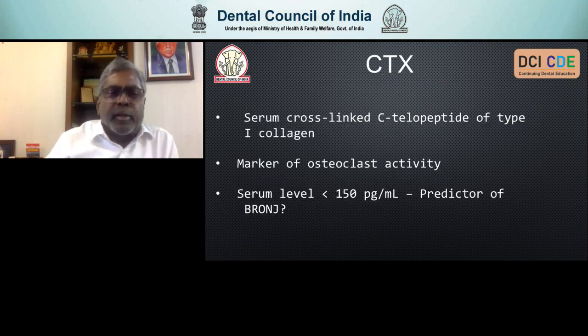CTX is considered a marker for osteoclastic activity. So if patients are on bisphosphonates, they look at the level of serum cross-linked C-telopeptide, and then they say if the levels are less than 150 picograms, there's more indication that this patient may land up with osteonecrosis. So for the patient who was taking bisphosphonates, one small test that you could do is CTX analysis.